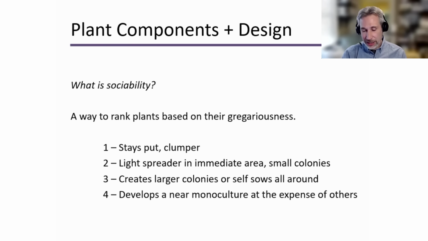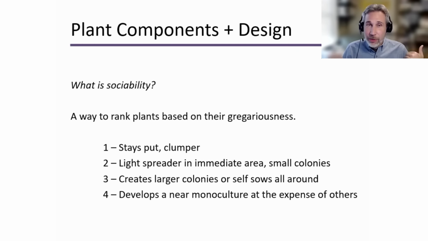Number three, we're going to see larger colonies, okay? You might have a lot more plants popping up in surprising places across the landscape. And then finally, level four, that's really gregarious. Plants that will practically create a near monoculture because that's their behavior. They like to take over. So obviously, you don't want to plant a four with a one.